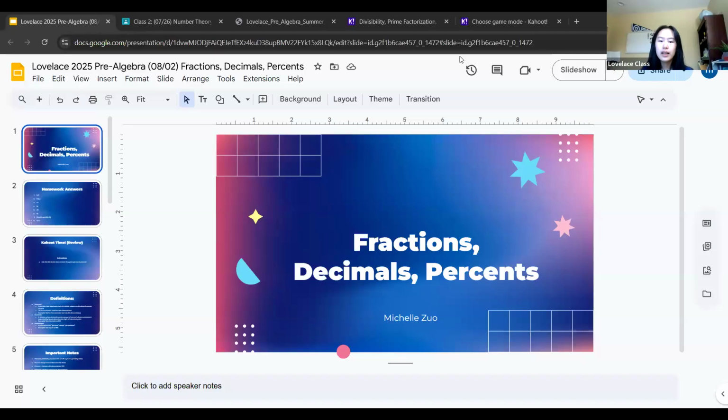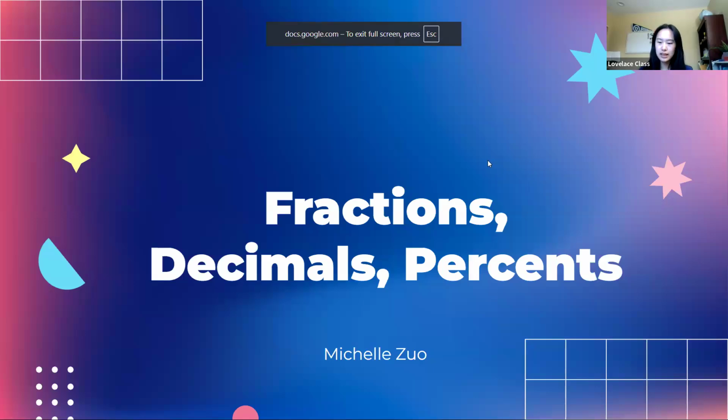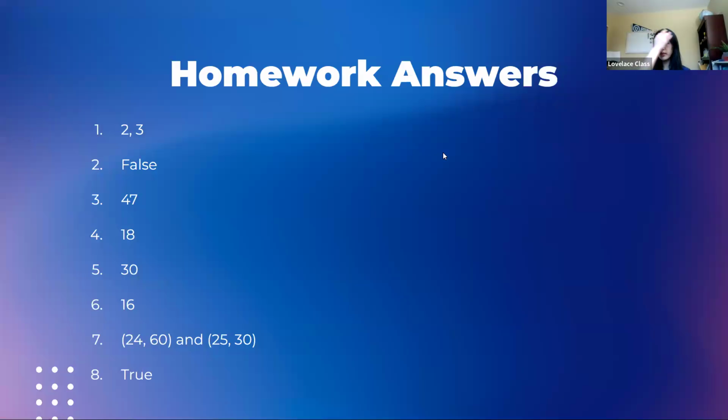Okay, so today we're going to be talking about fractions, decimals, and percents. Before that, I'll go over the homework and the homework answers. So if anyone has any questions about the homework, feel free to ask.